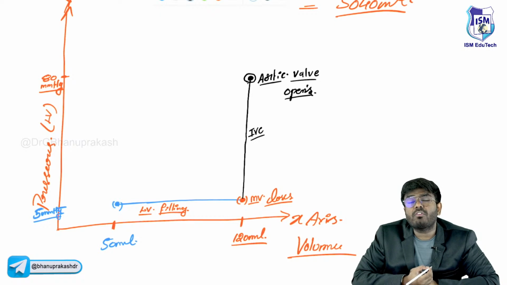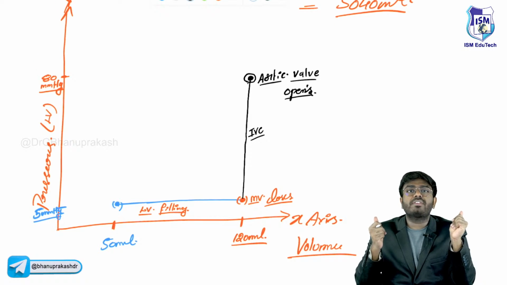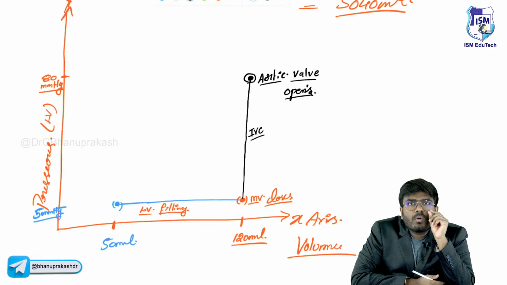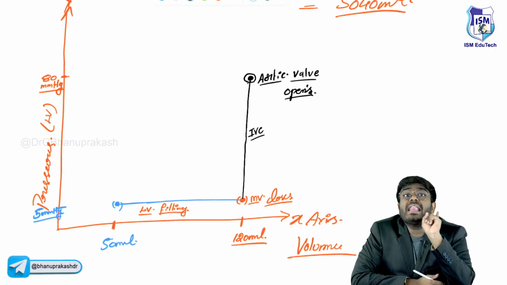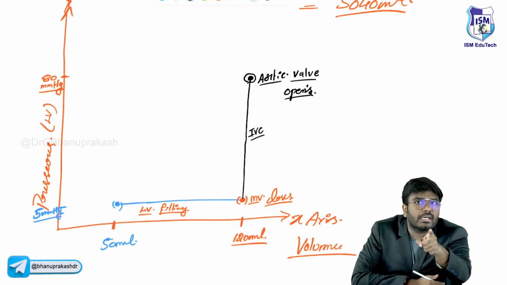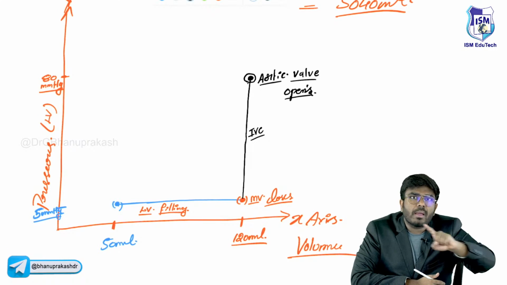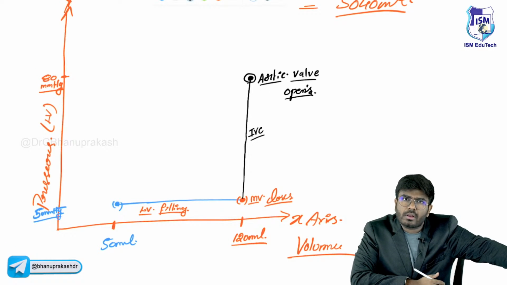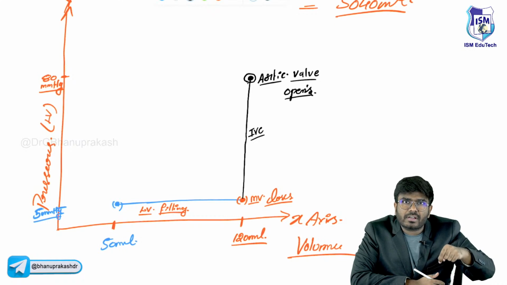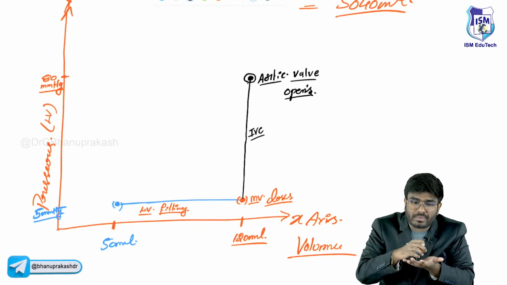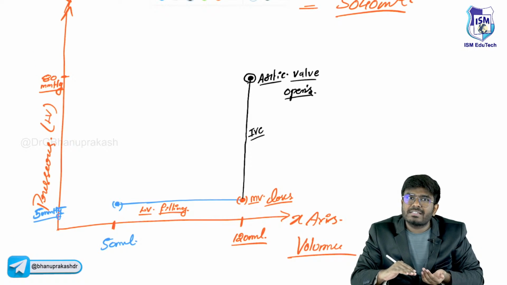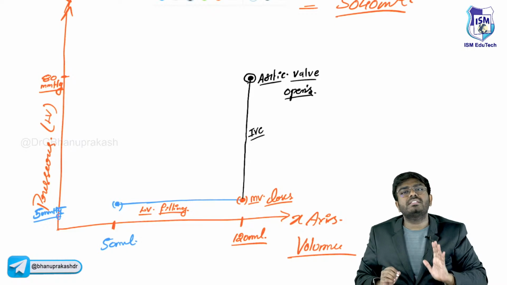Now tell me, when the aortic valve is open, what happens immediately? When the aortic valve is opened, blood from the left ventricle is going to enter into the aorta. So what happened to the left ventricular volume? The amount of blood in the left ventricle decreases, right? So now what is this phase?